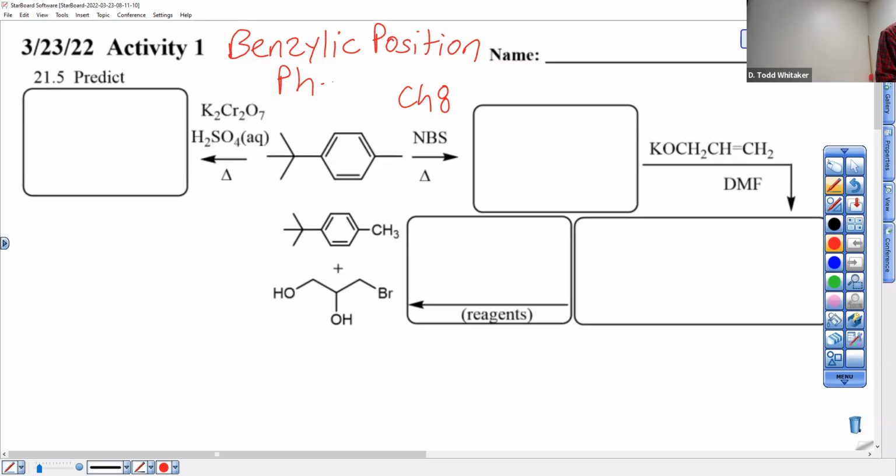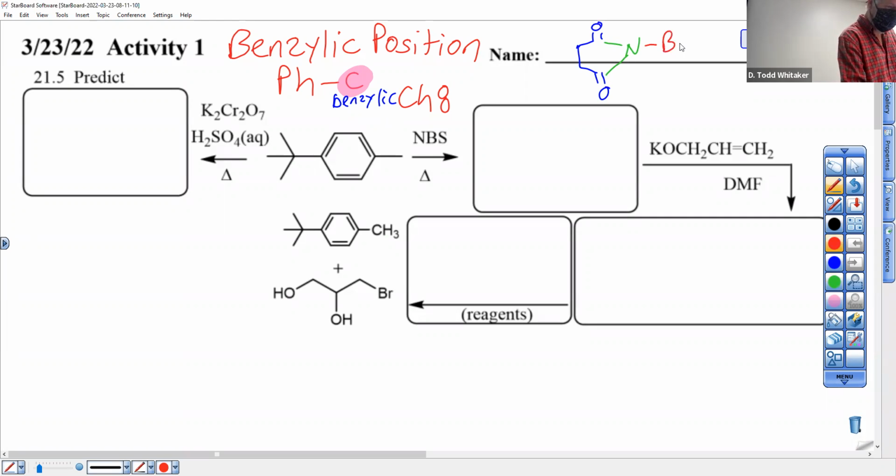Well, phenyl C, this is the benzylic position. Carbon attached to a benzene is a benzyl carbon. And NBS is N-bromosuccinimide. And we know what succin means now. It's a 4-carbon dicarboxylic acid, or a derivative. In this case, it's an imide, and it means there's a nitrogen between the two carbonyls.